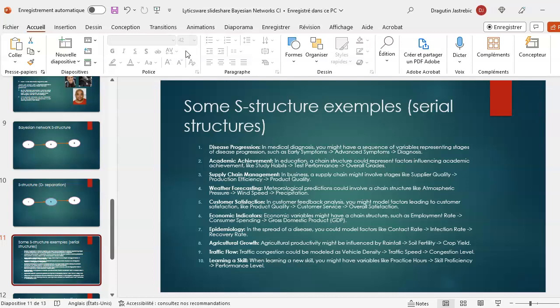Learning a skill. We learn a new skill. You might have variables like practice hours, skill proficiency, and performance level.